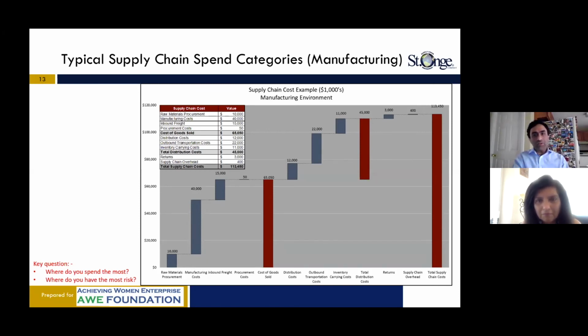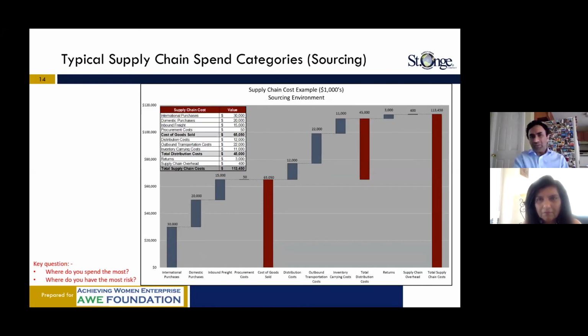Now, this is in a manufacturing environment. You could say, I don't have any manufacturing, I buy everything. Sure. You can do the same thing with sourcing. You can actually appreciate that you're spending more. One of the cool things to look at is what is the percent of cost of goods versus the distribution cost? What's the percent split between the two? And that's typically very helpful to be able to look at.